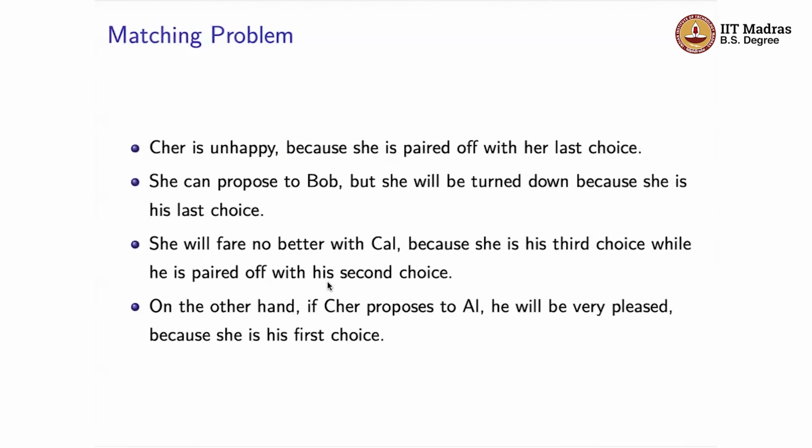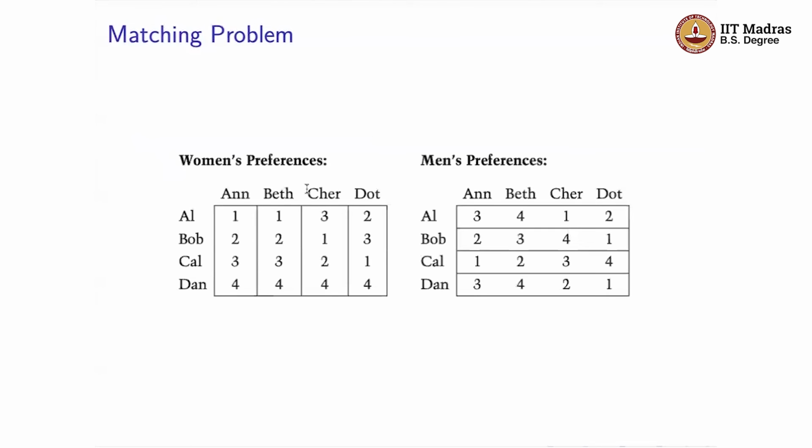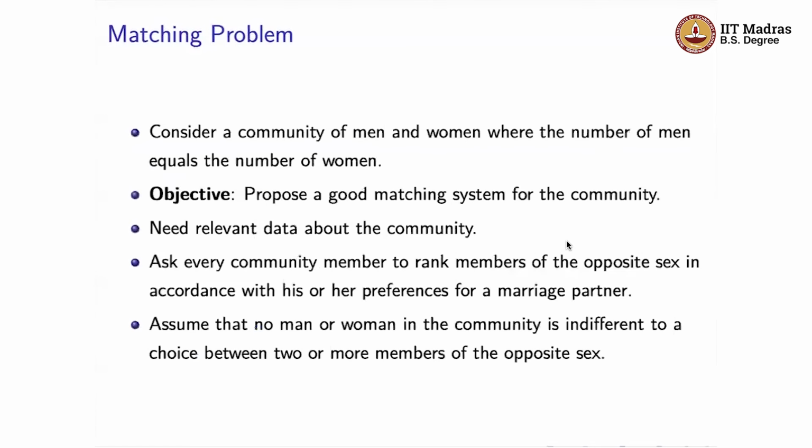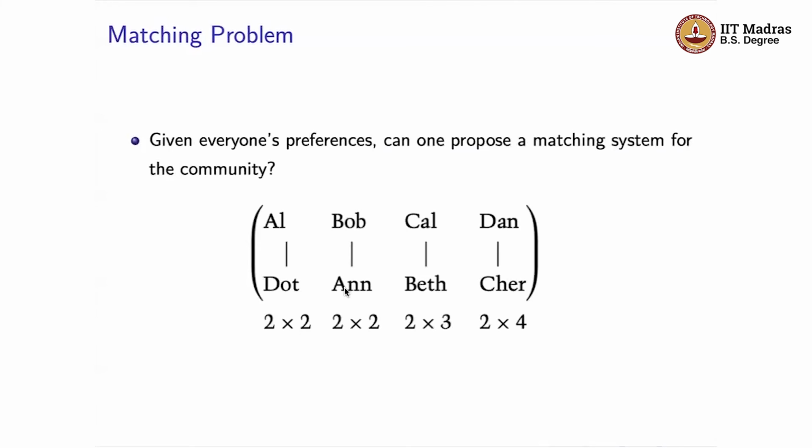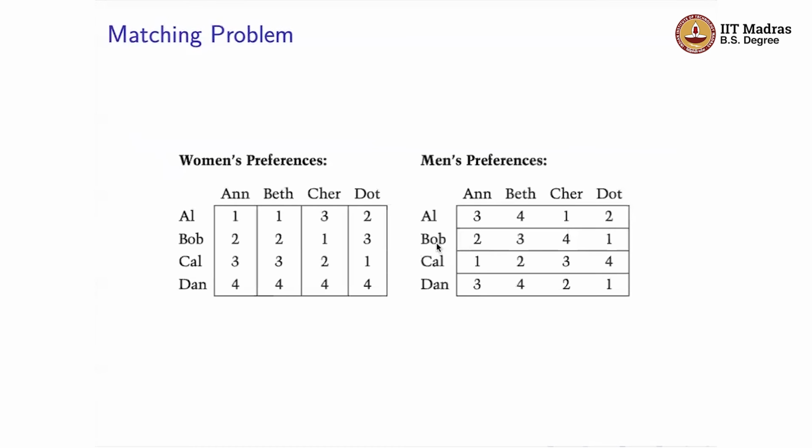So what are the options? Cher can go and propose to Bob. This is Bob, but would Bob accept Cher's proposal? Well, Bob is paired with Anne, right? So Bob prefers Anne. Anne is the second best option for Bob over Cher, who is the fourth best option. So if Cher approaches Bob, then clearly Bob is not going to accept Cher's proposal. So that will not work.